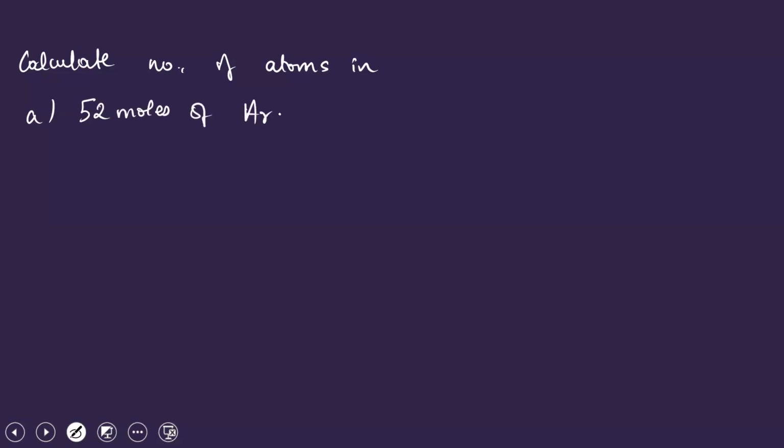Okay, note the question. Calculate the number of atoms in 52 moles of argon, 12 AMU of helium. First do the question, no discussion for now.